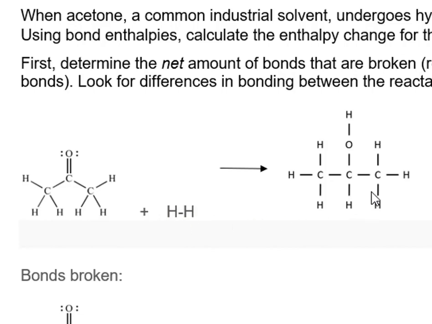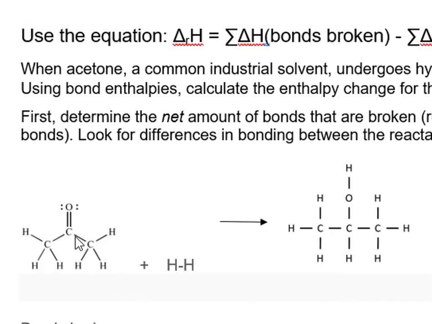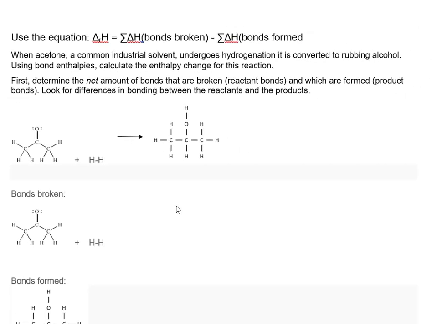Now on the right side, what's unique here? Well, there's one CH bond that we have to consider, and then one CO bond, and then one OH bond. Okay? So that's the tally of bonds we need to consider. Again, C double bond O, HH, one CH bond, CO, and then an OH bond.